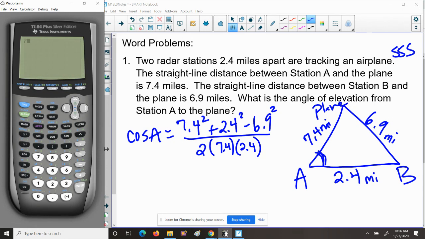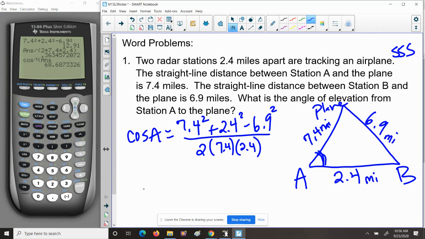Let's type in the top, 7.4 squared plus 2.4 squared, minus 6.9 squared. Hit enter, divided by parentheses, 2 times 7.4 times 2.4. That's the cosine. So remember, we hit second cosine, second negative one to get the angle from the part before. So now we have our angle. The measure of angle A, which is that angle of elevation at station A, is 68.687 degrees.